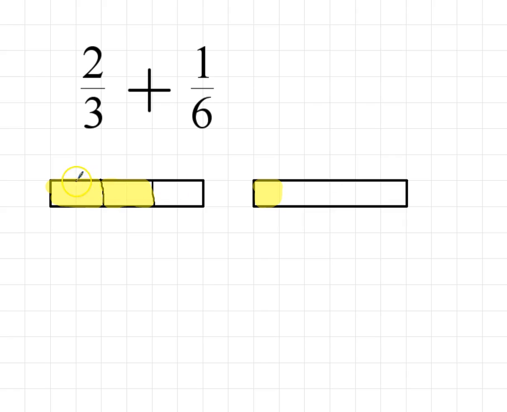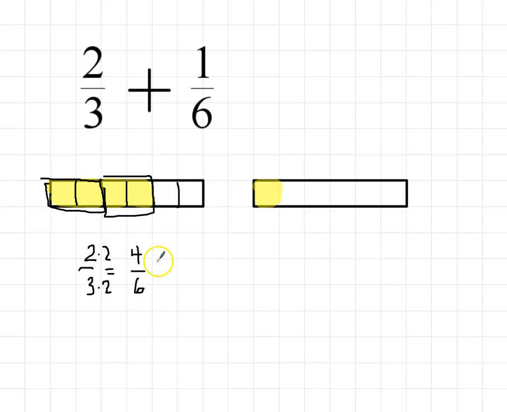But what I could do is cut this into smaller pieces. I'm going to cut each of them into 2 pieces. So what I'm going to end up with is, 2/3 then becomes 4/6. What I did is I multiplied the top and the bottom by 2, and really what I did is I just cut everything in half. I had my original pieces here, and I just cut everything in half.